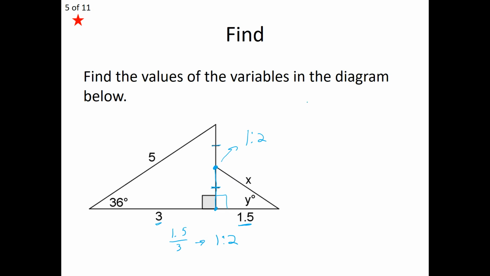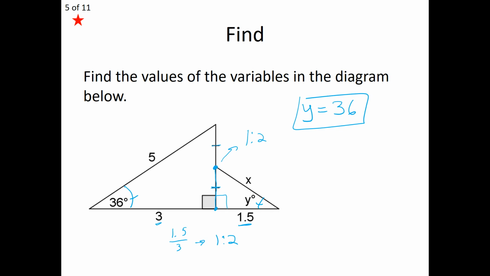So let's start with the measure of our variable y first. That's going to be the easiest one. The value of y is actually 36. Why? Because all corresponding angles are going to be equal, which means the measure of 36 degrees from our larger triangle is going to be equal to the corresponding angle y in our smaller triangle. So finding the variable y is very simple: all corresponding angles are equal. Because I know the two triangles are similar, I can tap into the definition of similarity.